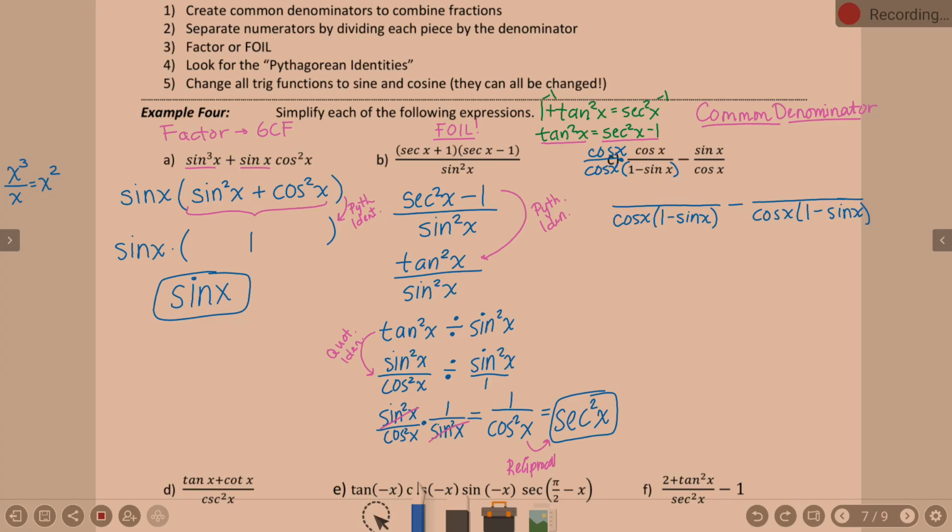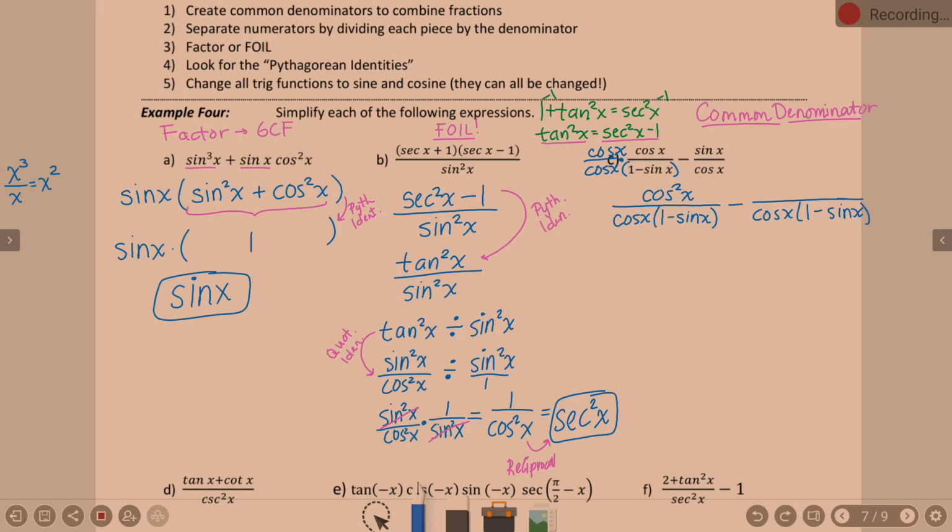Okay, on top, what is cosine x times cosine x? Officially, cosine squared x. We're not putting the squared after the x's, right? Because if you are, you have to use parentheses there around the whole thing.